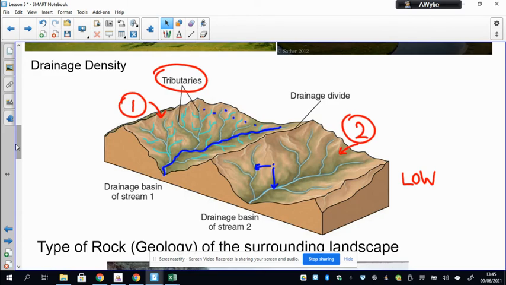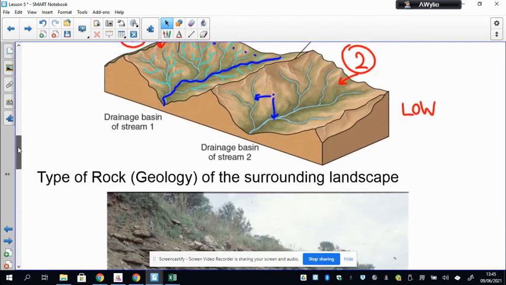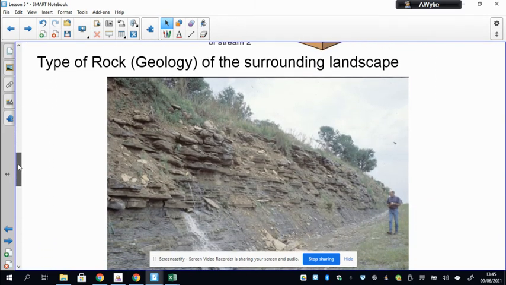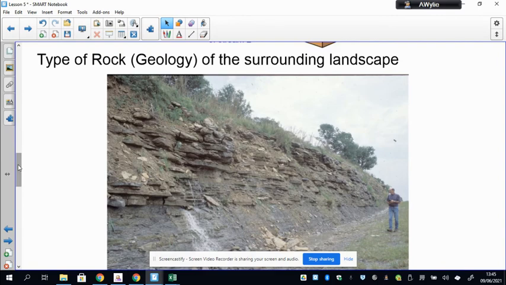And in contrast, if it's got a high drainage density with lots of tributaries, water will get to the main river very fast. Right, the type of geology on the surrounding landscape. So what's the rock surrounding the river? How does it play a role?